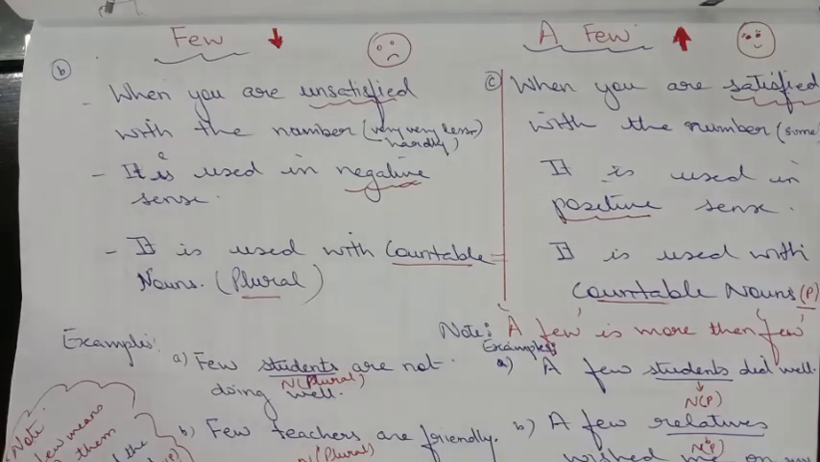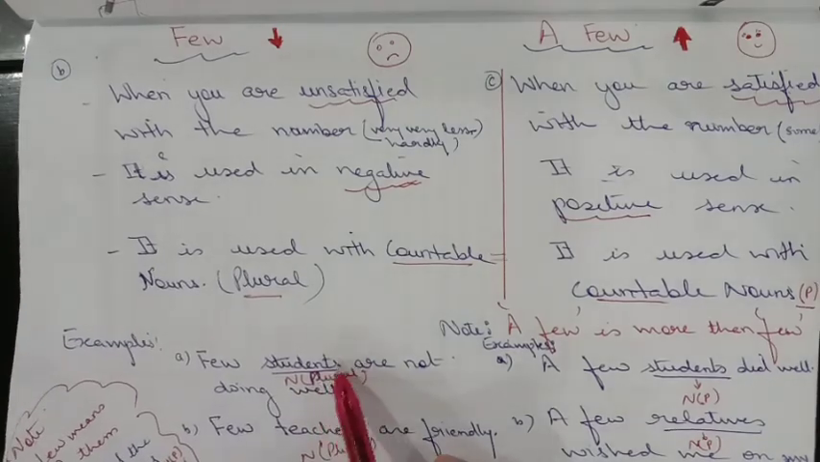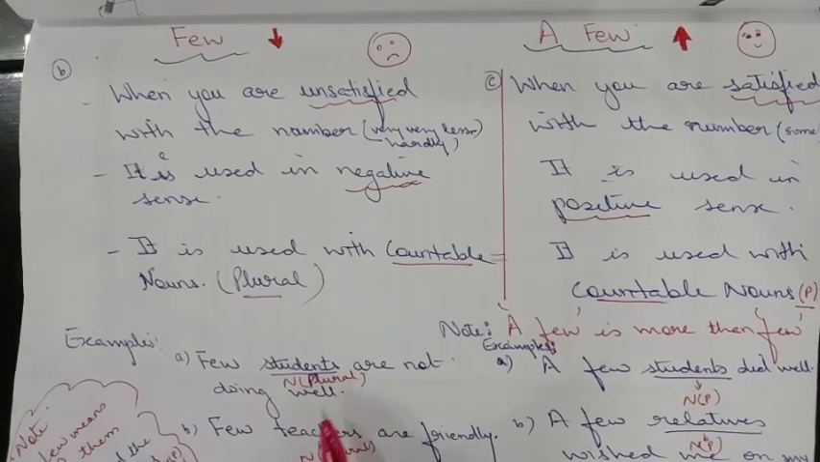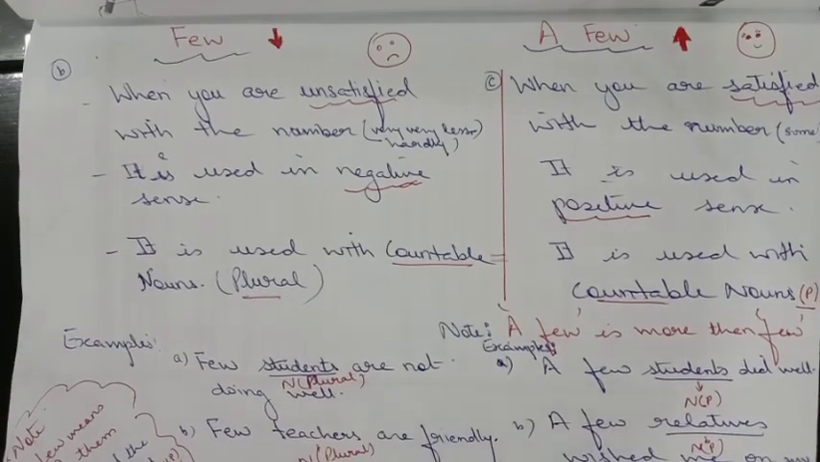For example, see here. Few students are not doing well. The noun is plural over here. Students is a plural word. Few students are not doing well. Right? I am unsatisfied with the number of students not performing well. I'll say few students. I'm not satisfied. Few teachers are friendly. You are not satisfied with the friendly behavior of the teachers. So then you will say few teachers are, because you are unsatisfied. You'll use few. Is the concept clear?